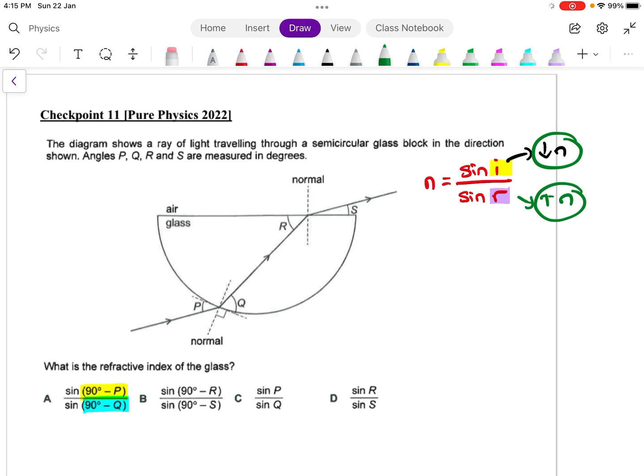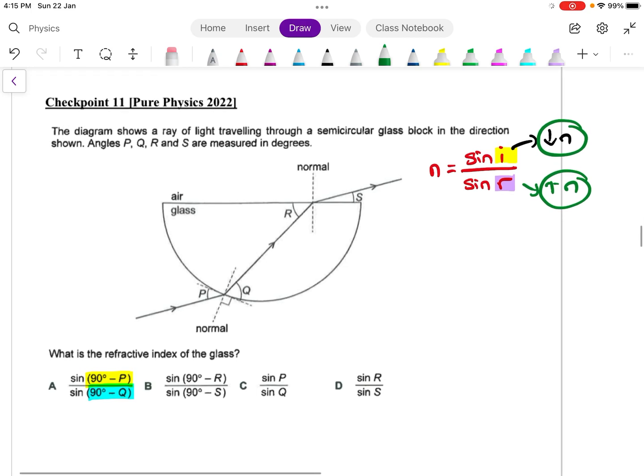Why are C and D wrong? Because if you look at C, sine P over sine Q, they are actually using this angle here and this angle here. When you are using the angle, it must always be between the light ray and, of course, the normal. So C and D are definitely out already. If you look at A and B, they are very similar.